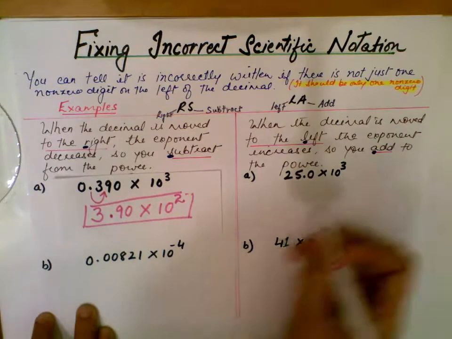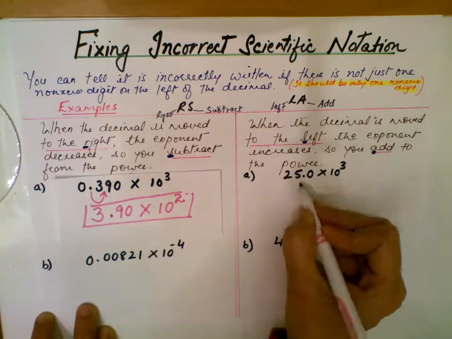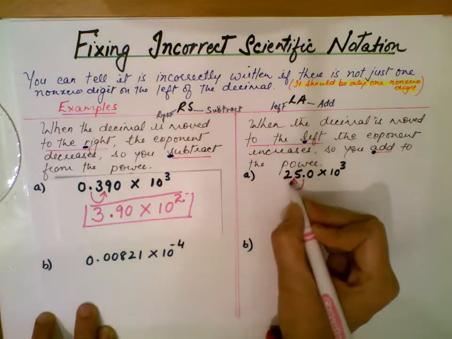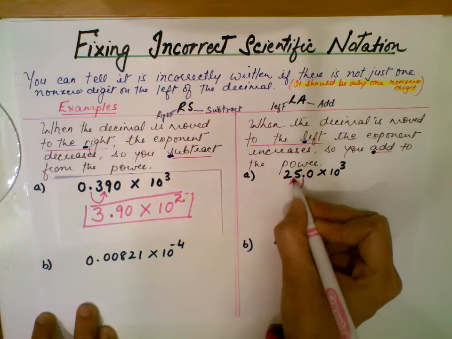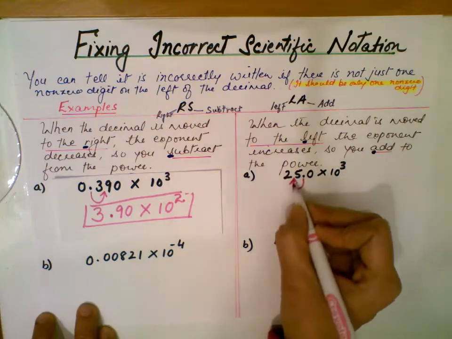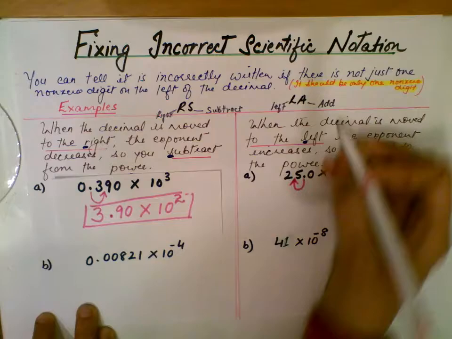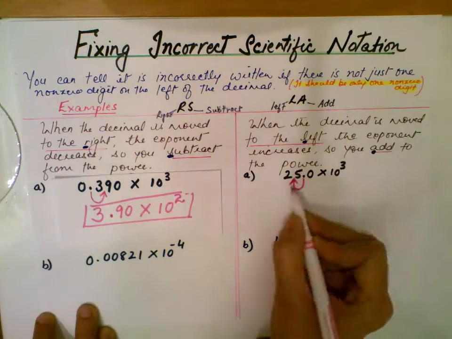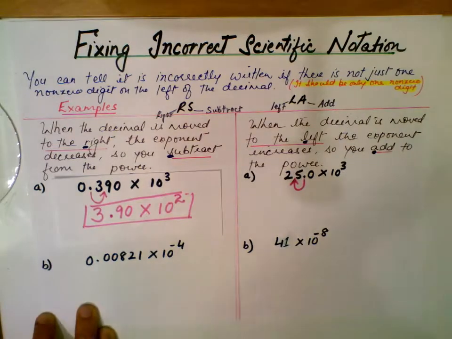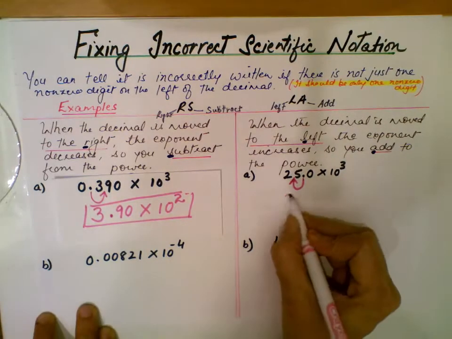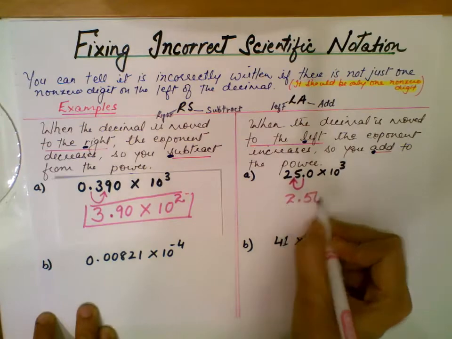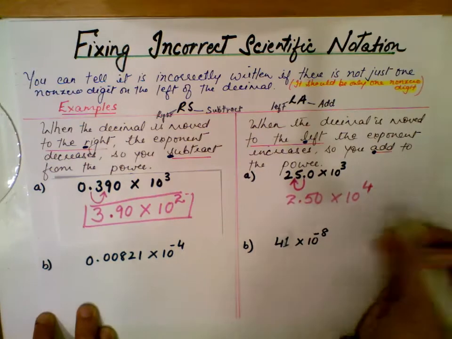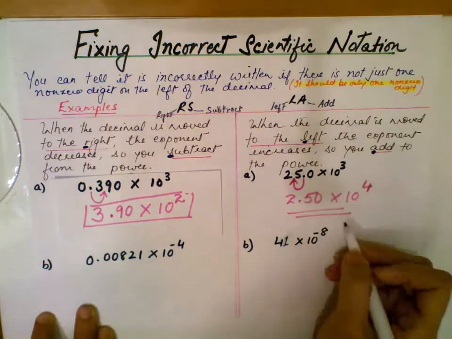Now let's work on this one. I just want to make sure that I have only one digit to the left of my decimal, so that is why I'm moving this side. That is how I figure out I have to move to the left. L is for left, A for add, so when you move the decimal to the left, you're going to add to the exponent. When you add one more, the power will be 4. Okay guys, so that's the answer here.